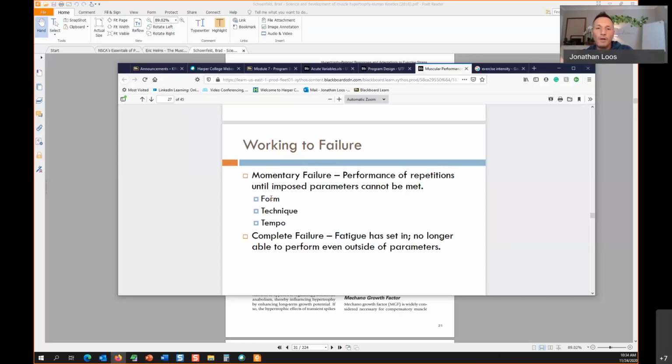Now, if you're just doing 1 set to failure, which I don't recommend, you might not get a good enough training stimulus. But you're going to go and do another set, and then another set. So you're going to get that motor unit recruitment and that exhaustion that you need through the volume that you're doing, right? So that's one of the concepts.